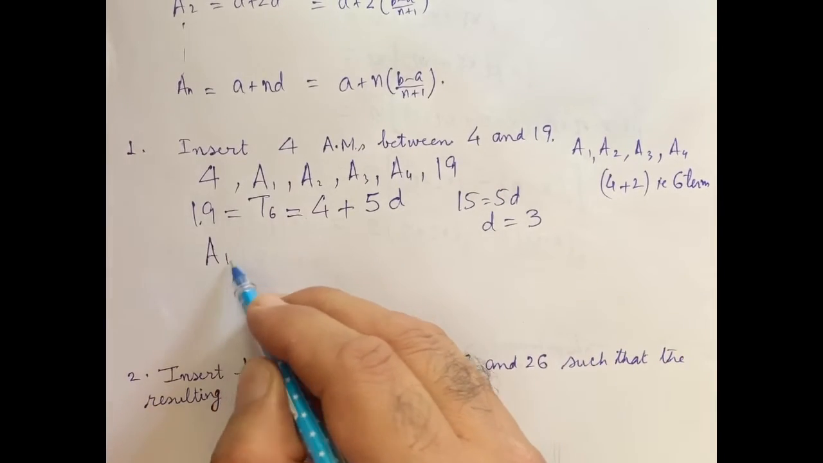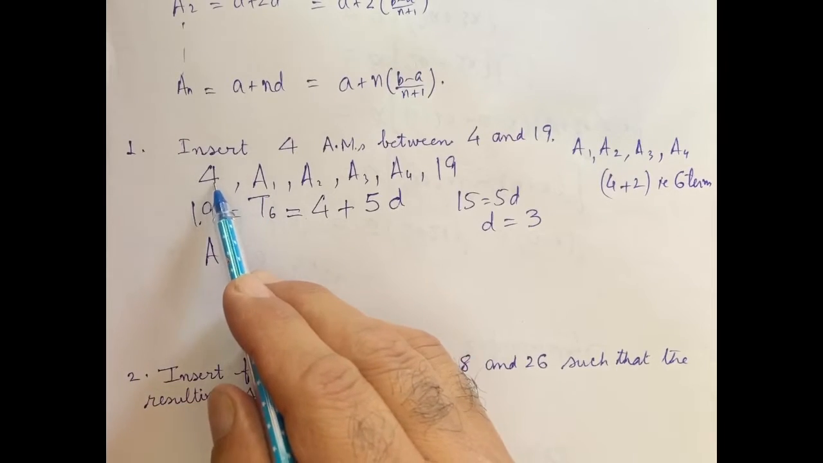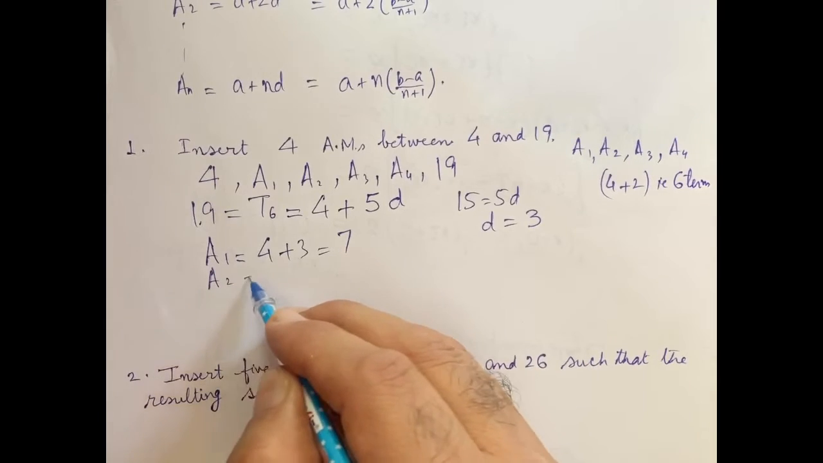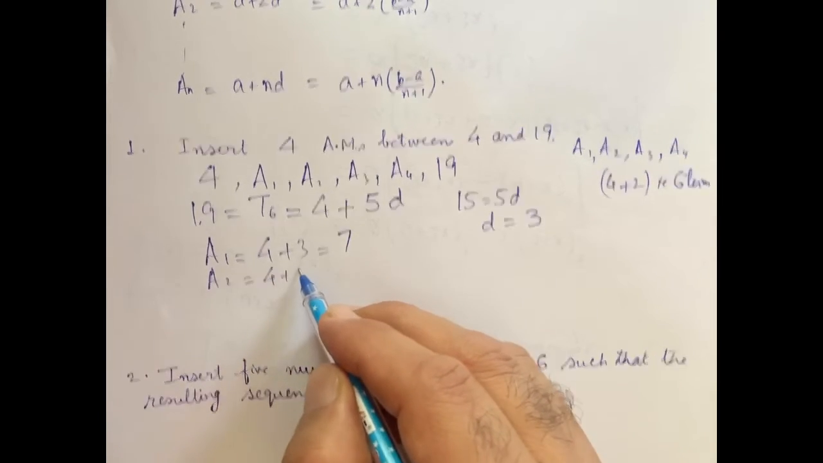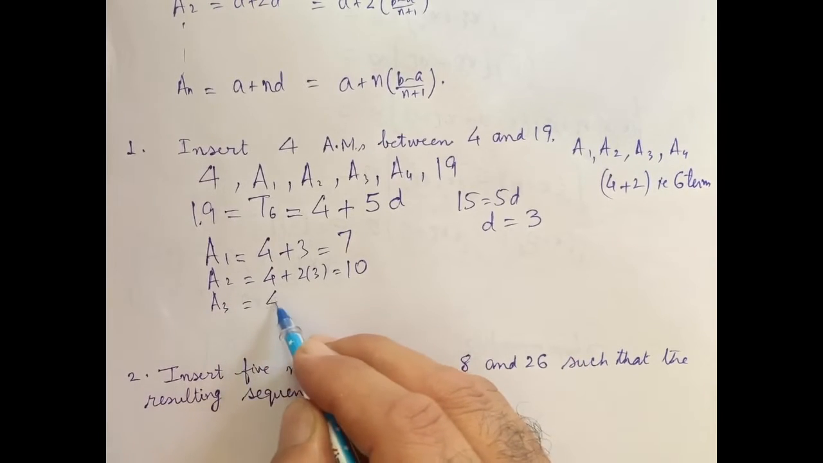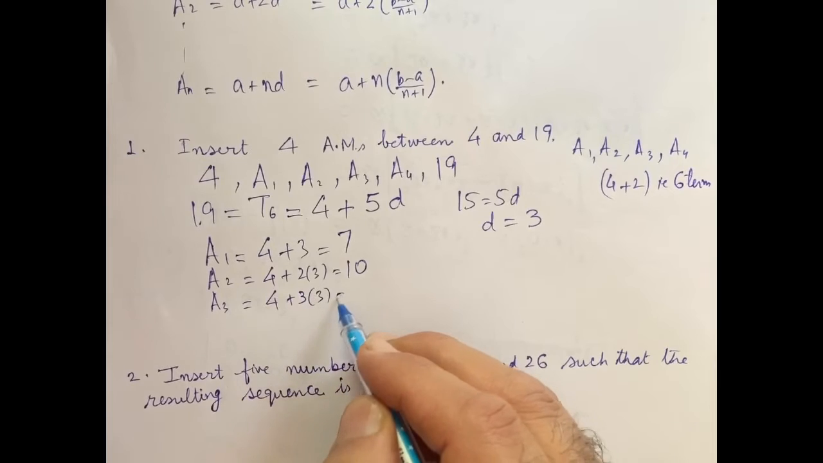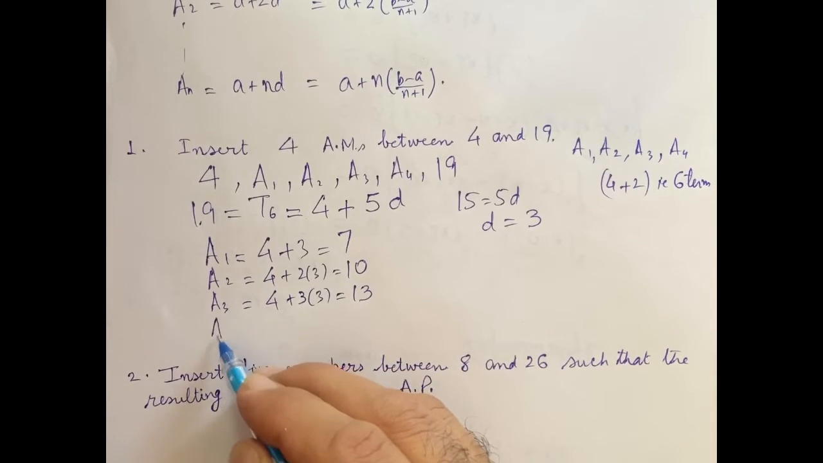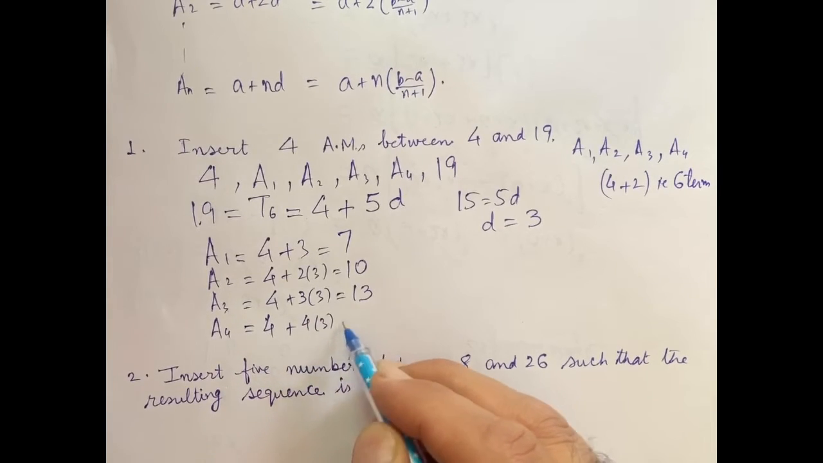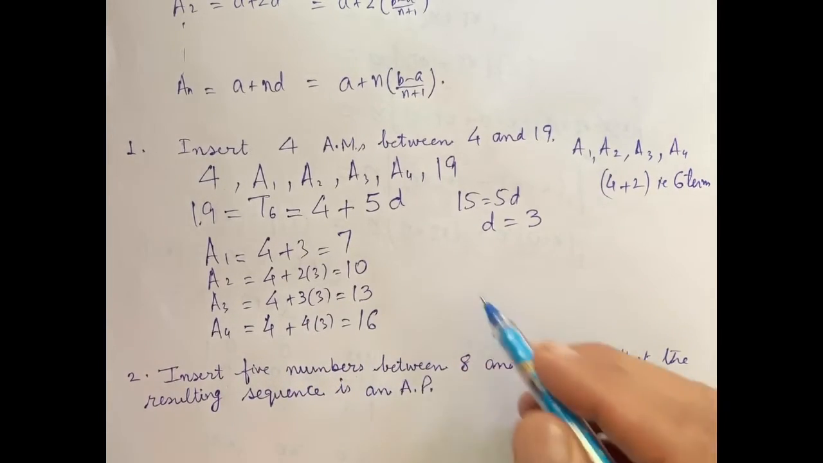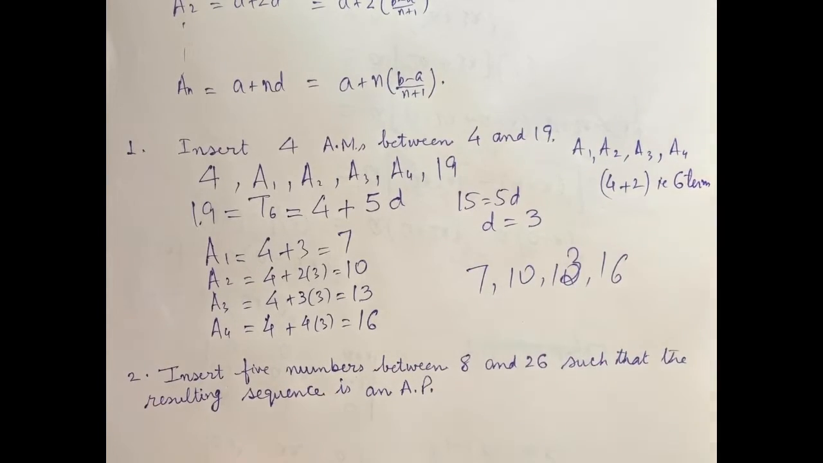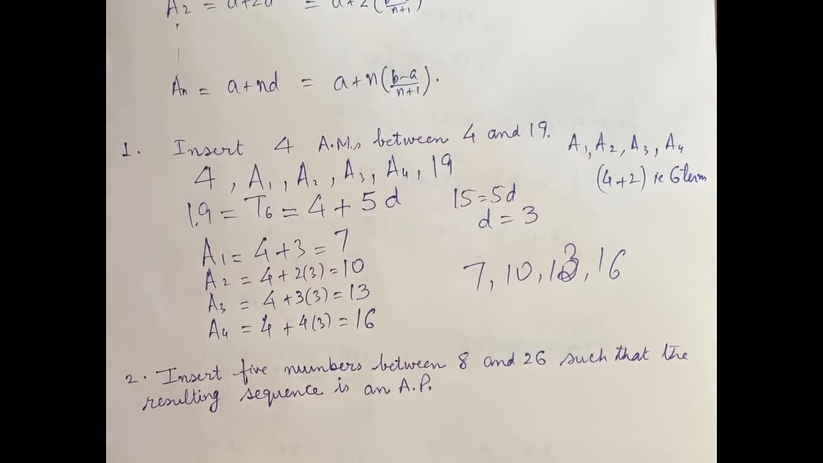So what is the first arithmetic mean? First arithmetic mean is 4 plus d, 4 plus 3, that is 7. Second arithmetic mean, that will be 4 plus 2 times 3, that will be 10. Third arithmetic mean is 4 plus 3 times 3, 9 plus 4, it's 13. And fourth arithmetic mean, that's 4 plus 4 times 3 and that is 16. So 7, 10, 13 and 16, these are the 4 arithmetic means between 4 and 19.